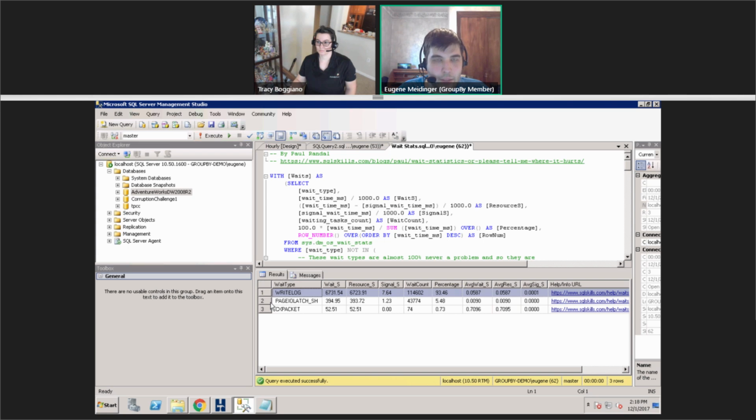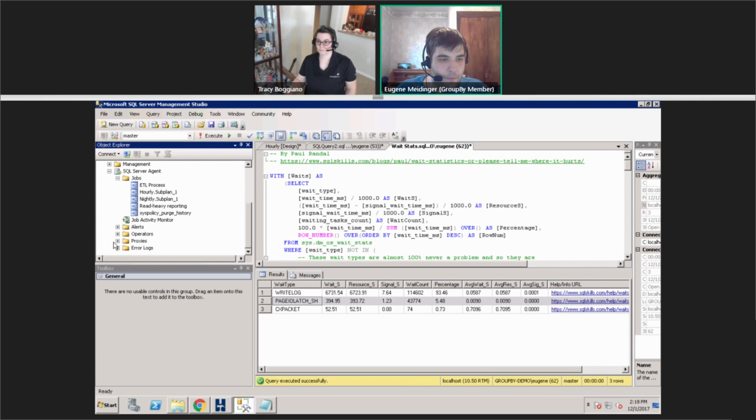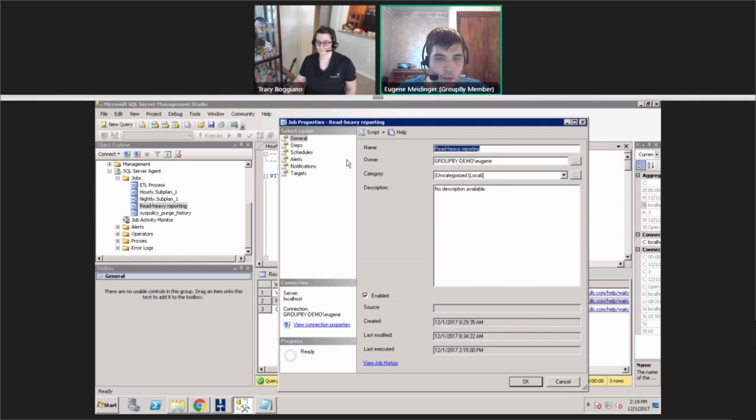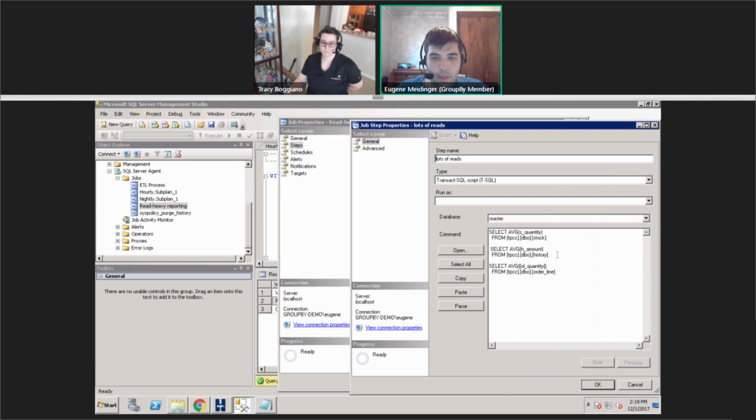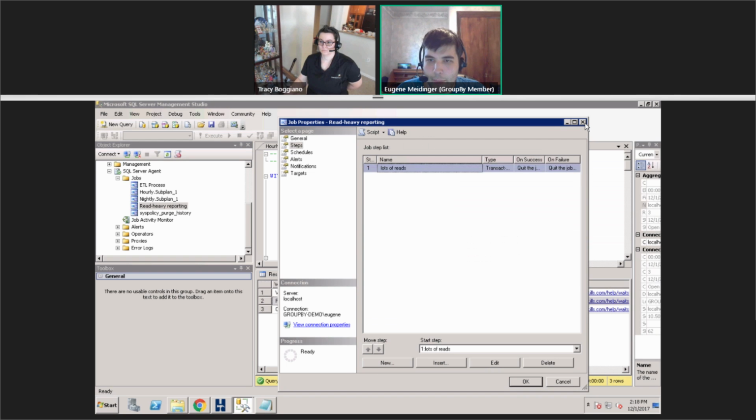Now, we had the question, if you set max RAM, can that cause page IO latch? So we saw that, we changed it, it's not as prevalent. Also, what I'm doing is I have a job that I set up as part of this demo where I'm doing some selects with some aggregates that are basically reading the entire table for these big tables and forcing a bunch of reads into RAM, right? So I'm kind of forcing that for the purpose of the demo.